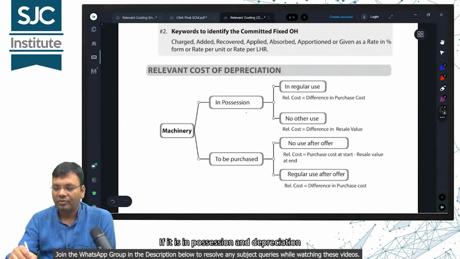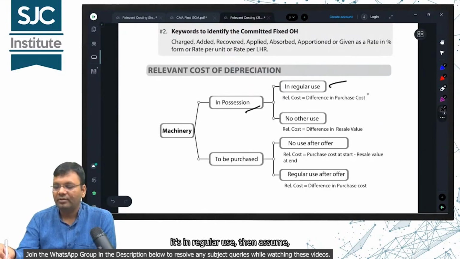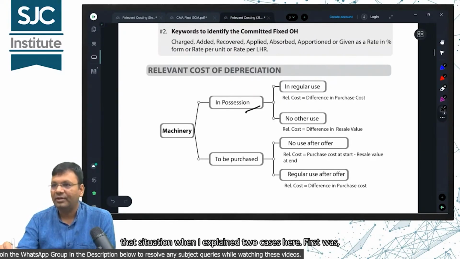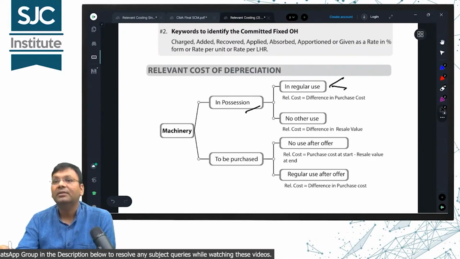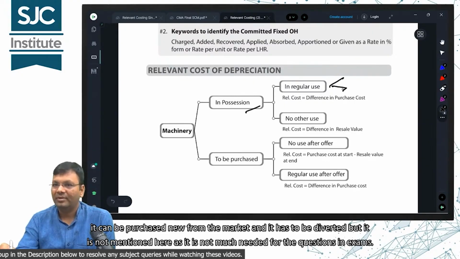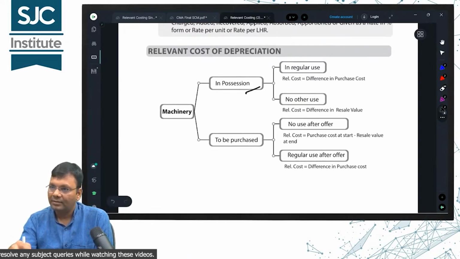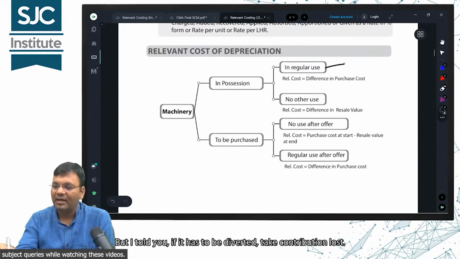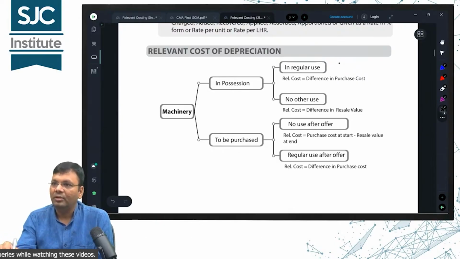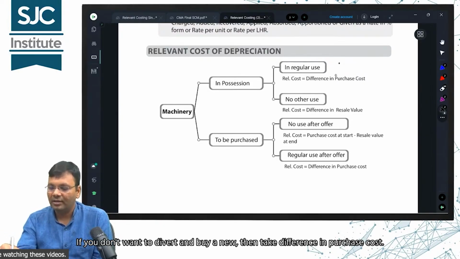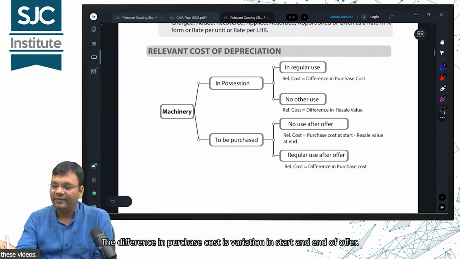If it is in possession and depreciation, it's in regular use. Then assume that situation when I explained two cases here. First was, it can be purchased new from the market and it has to be diverted, but it is not mentioned here as it is not much needed for the questions in exams. Okay, clear? But I told you, if it has to be diverted, take contribution lost. If you don't want to divert and buy a new, then take the difference in purchase cost. The difference in purchase cost is the variation between start and end of the offer.